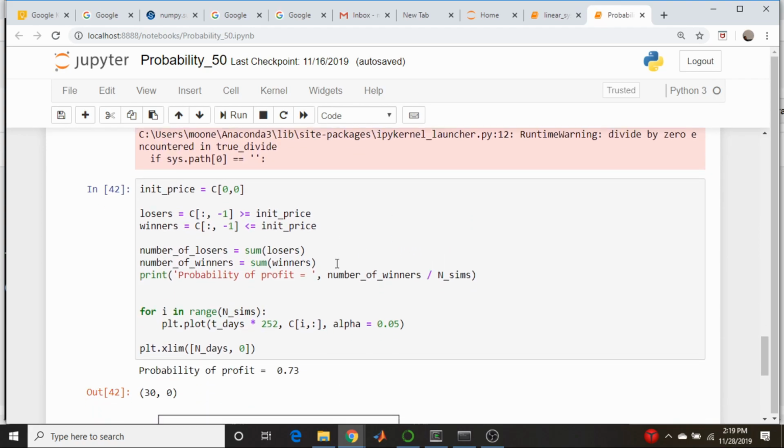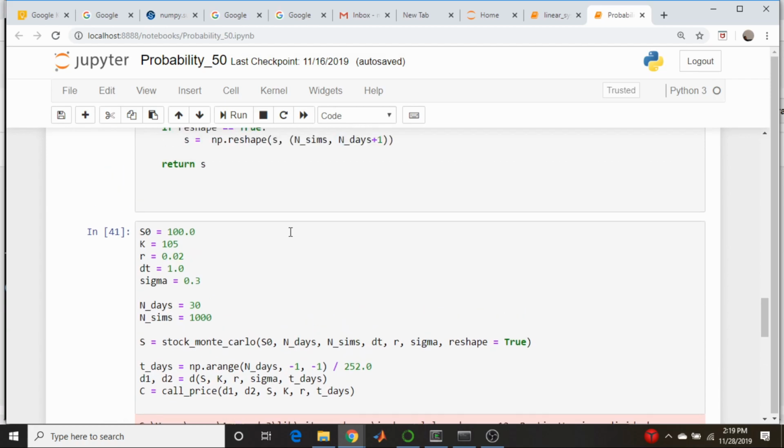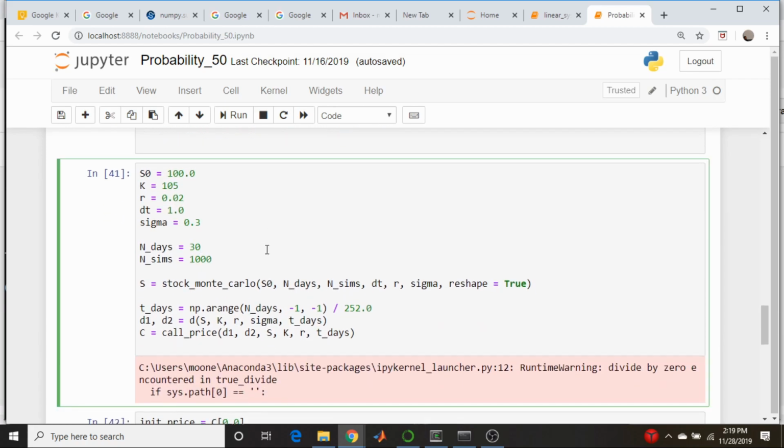Okay, one thing I want to do first is go back and set this down to a smaller number of simulations again. So we'll go back to 10 days and a total of 5 simulations instead of 1,000.